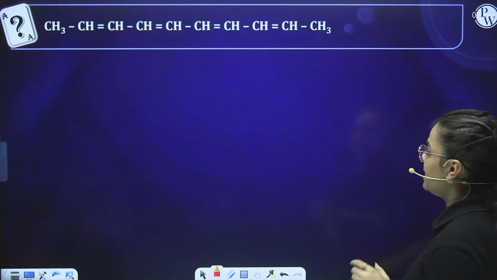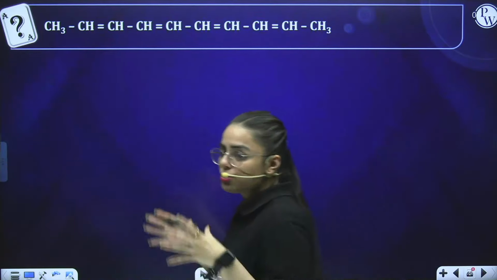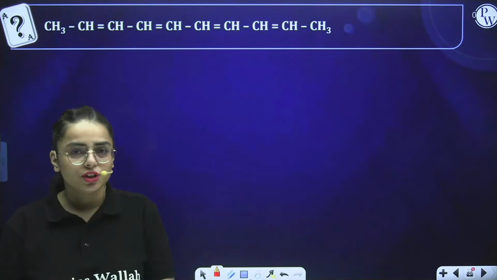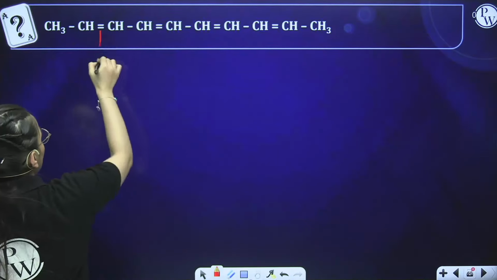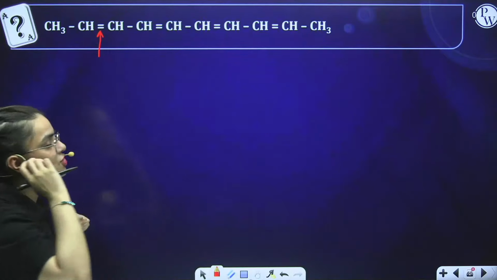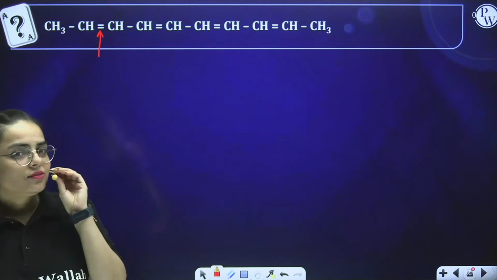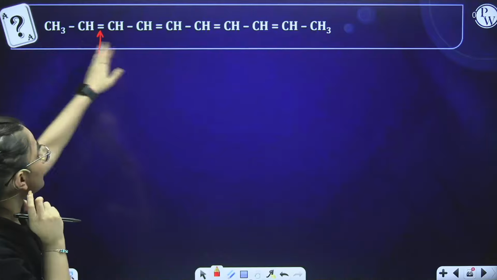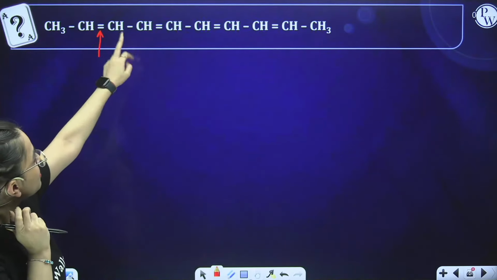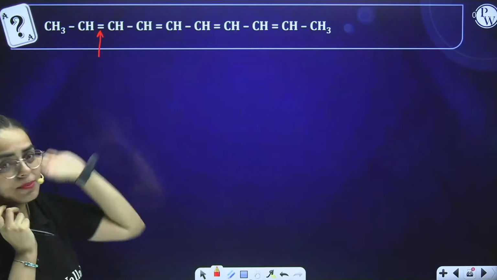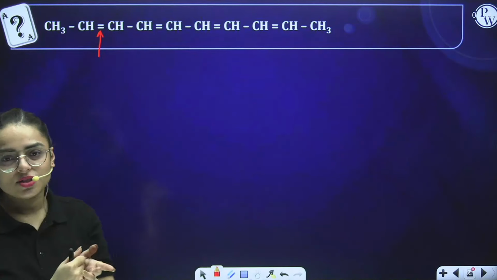Okay. Now let us see the next case. I want you all to solve this first, then I will solve it with you together. Let us first check whether this is dissimilar or similar, then we will find the stereogenic centers. CH3, CH3, CH, CH, double bond, CH, double bond, CH, CH, CH, CH, CH. Similar ends. Clear?